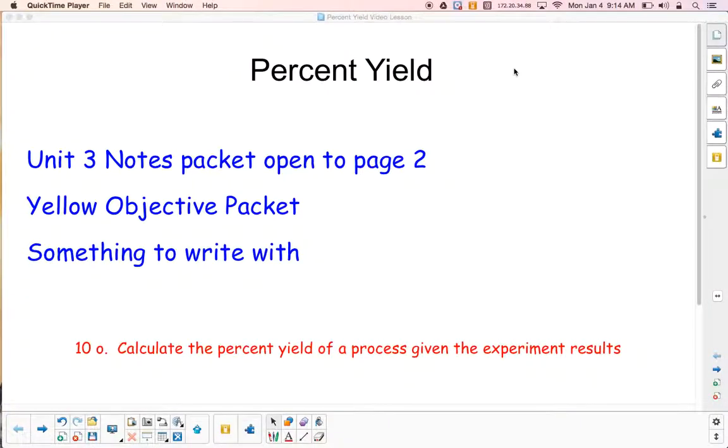This video lesson will introduce you to the concept of percent yield. Percent yield is essentially a way to measure how well you've done in a chemical reaction. It compares the amount of product you expected to produce to the amount of product that you actually did produce in lab.